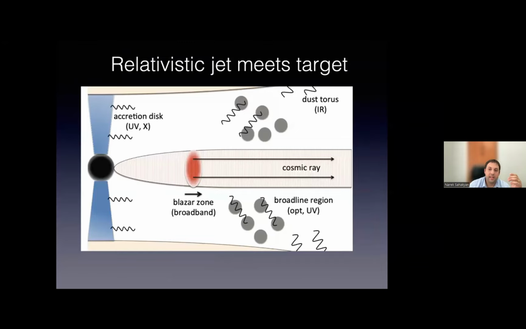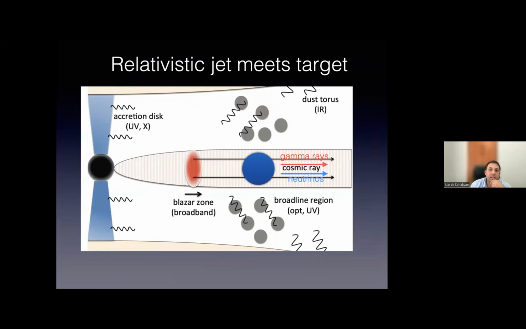Basically the idea is this: you have the jet that is accelerating particles, so you have acceleration of protons, acceleration of electrons, then you have some external target that is outside the jet, which then crosses the jet. It is now very dense, but it doesn't move with relativistic velocities, and this forms a target where your protons can interact. From this interaction, you could produce the gamma rays and neutrinos. So this is the relativistic jet meets target scenario.